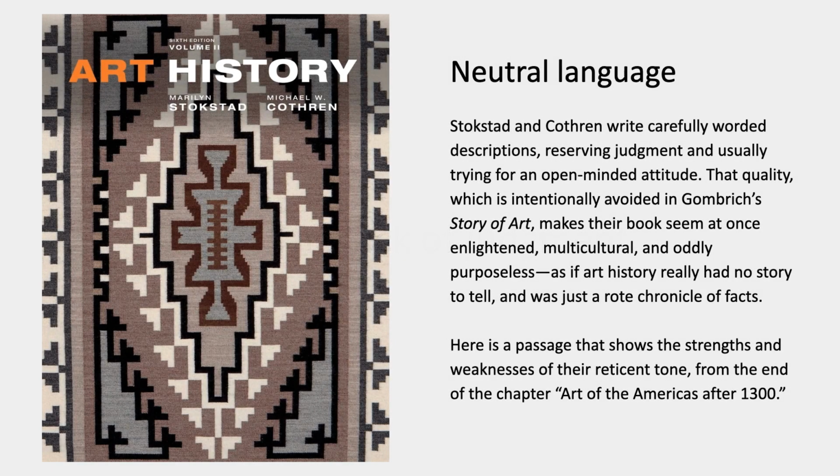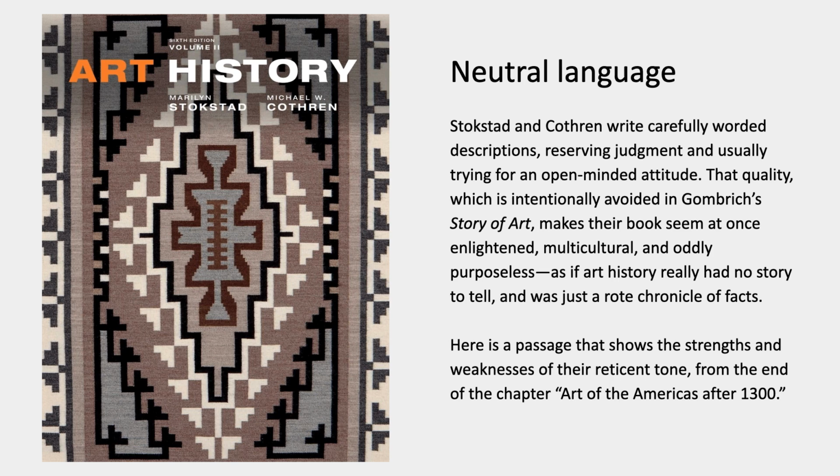Last topic here is this lack of judgment, the tone of the writing. Stockstad and Cothran write very carefully worded descriptions. They reserve judgment, and they try to be open-minded about everything. That's a quality that's intentionally avoided by Gombrich in The Story of Art. And it makes Stockstad and Cothran's book and the others seem enlightened and very just and multicultural, but also oddly purposeless, as if art history really had no story to tell, but it was just a chronicle, as I was defining it a few screens back.